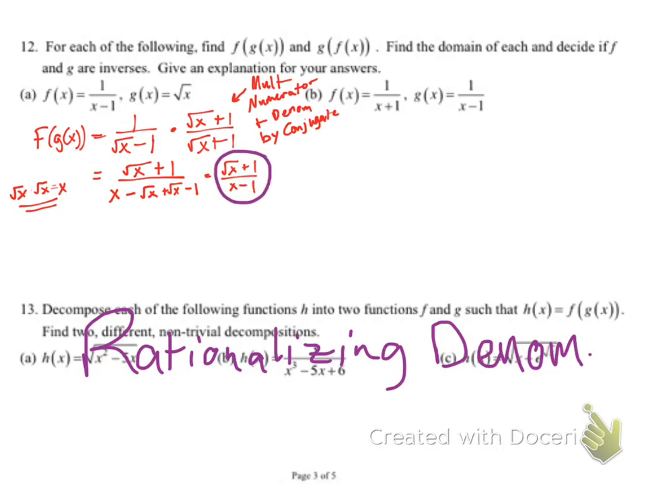So that's really the heart and soul of multiplying by the conjugate. It will get that radical to disappear. That's always what's going to happen. So that's the reason we do that operation.